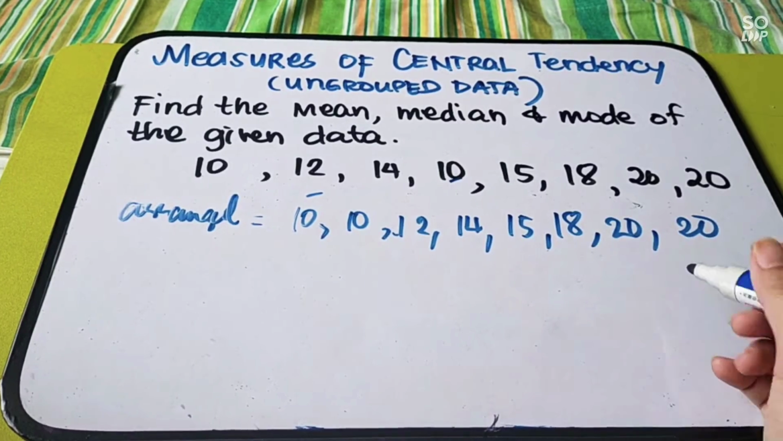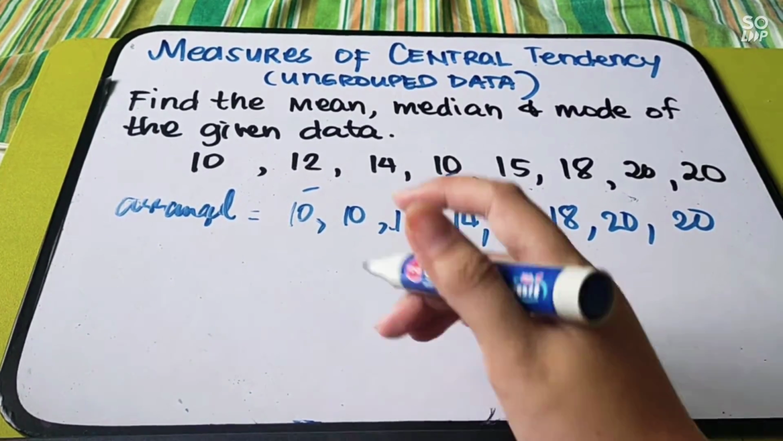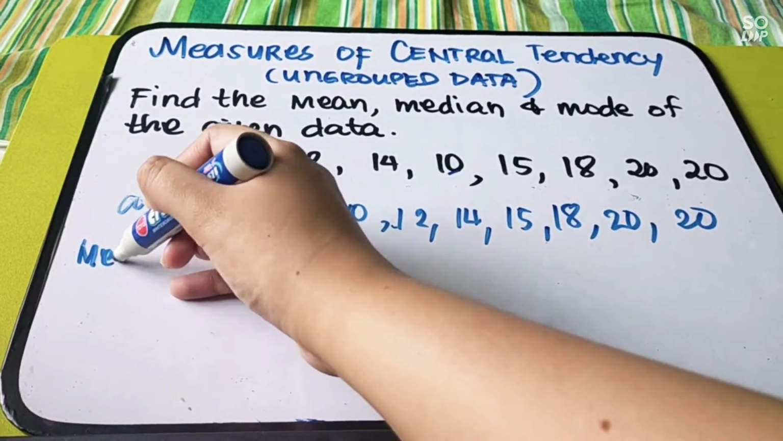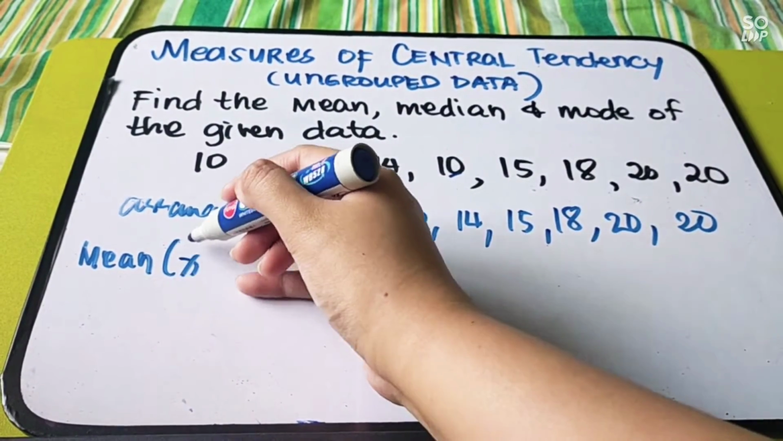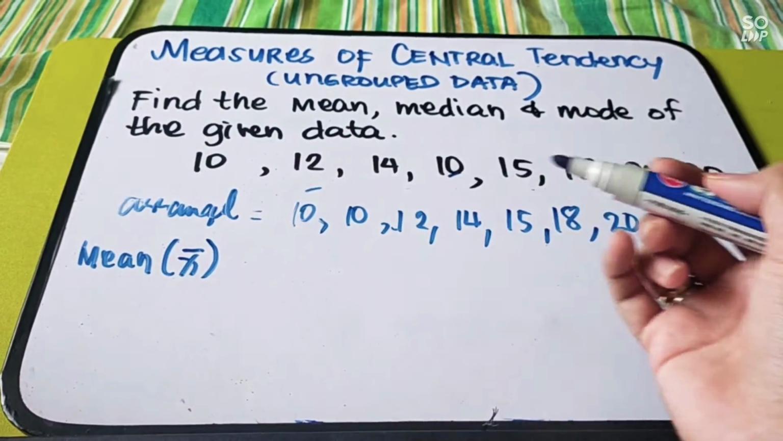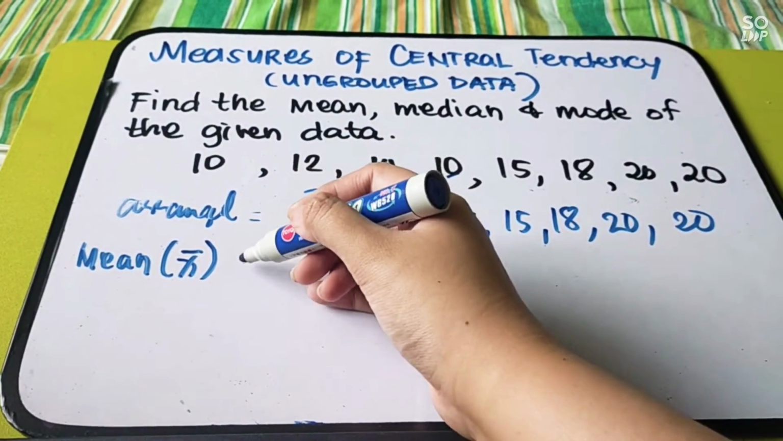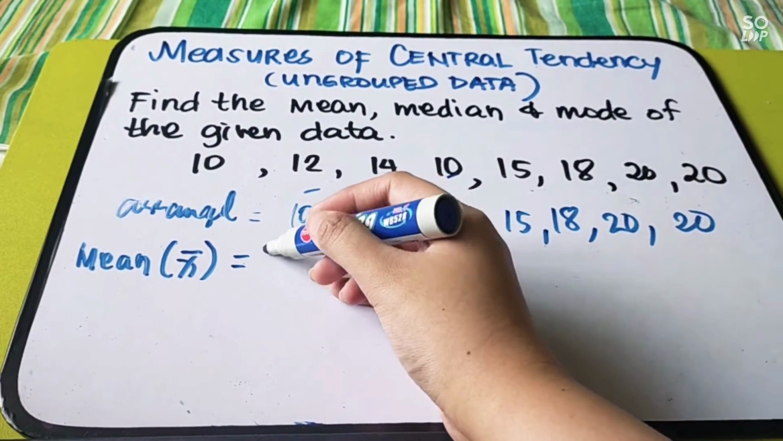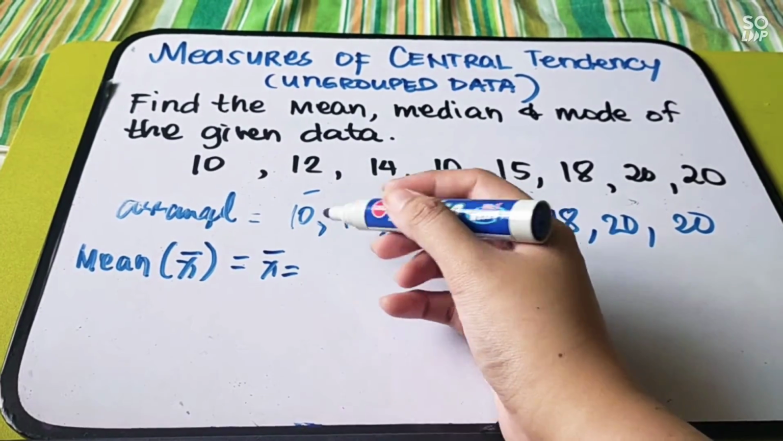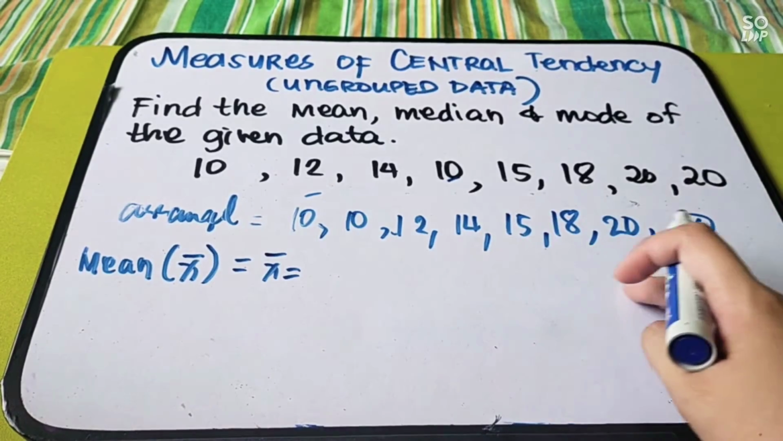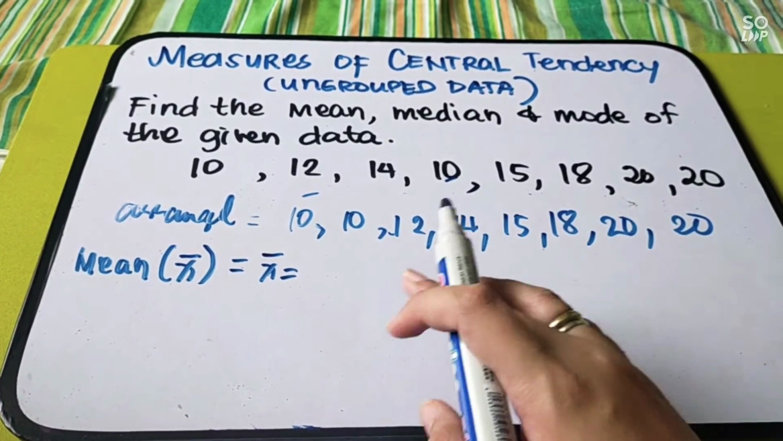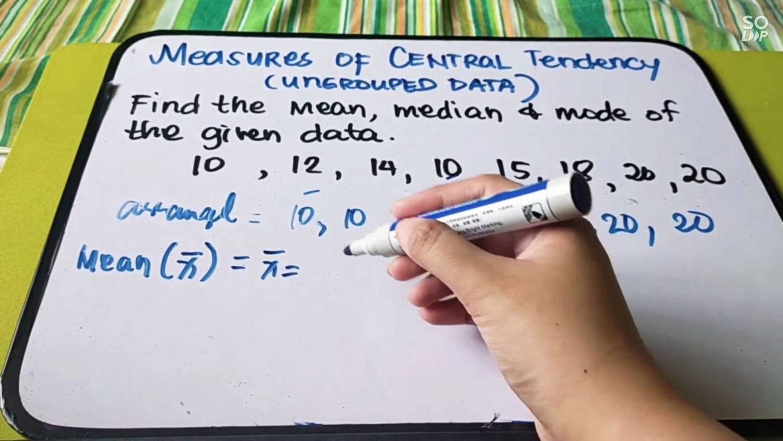Alright. Now, we can find the mean. The symbol for mean is X with a bar on top. So, the mean is equal to, we are going to add it all, then divide it by how many data we have, to find the average. So, that's all mean is, just the average.